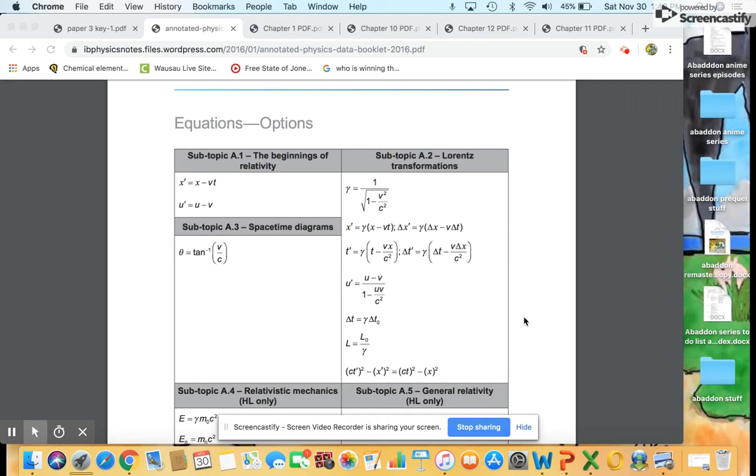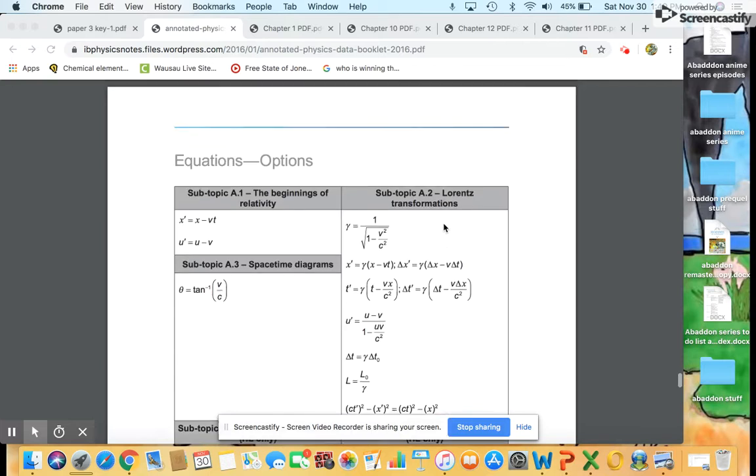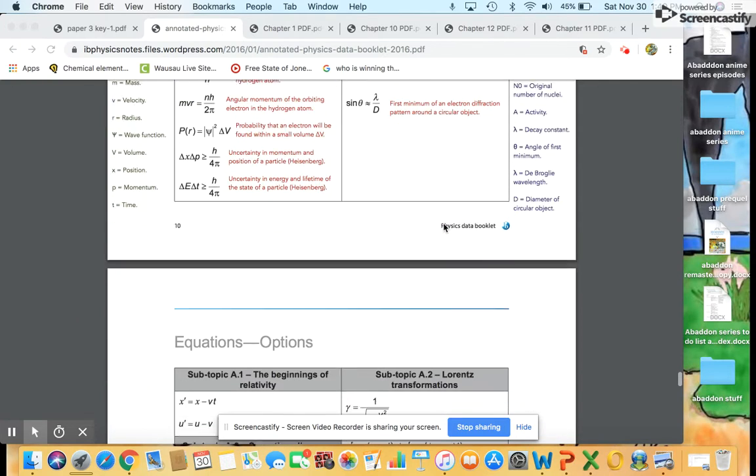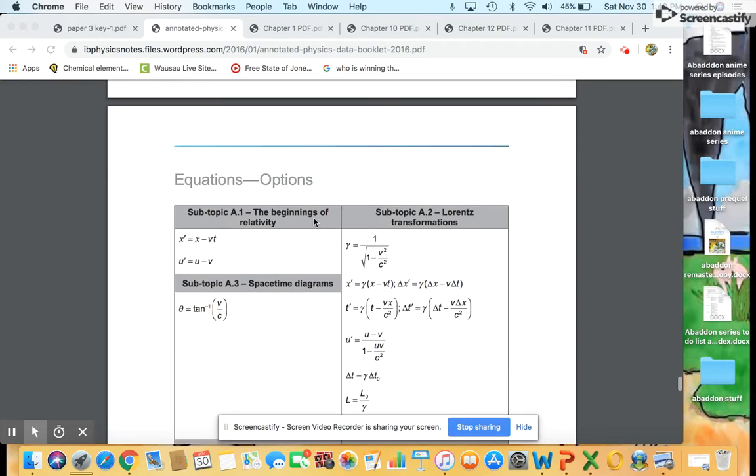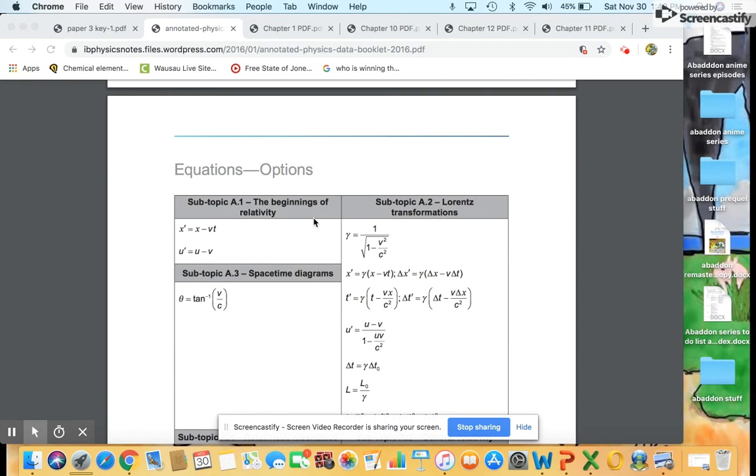All right, now paper 3 is the last paper. It's about the options. If you scroll to the end of your formula packet, there is a section covering equations for the options. There are 4 options to choose from for paper 3. You usually get the weekend to study for paper 3, and you only have to know this particular option really well.